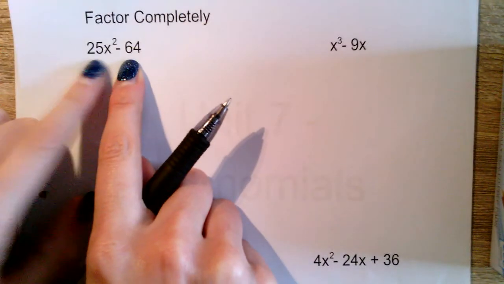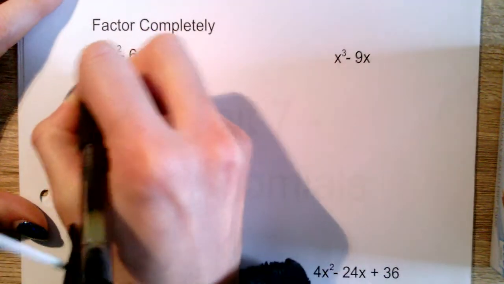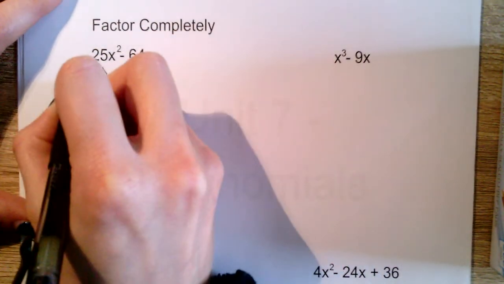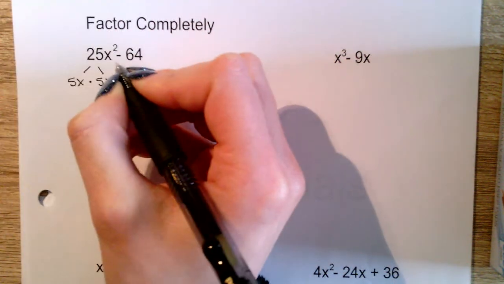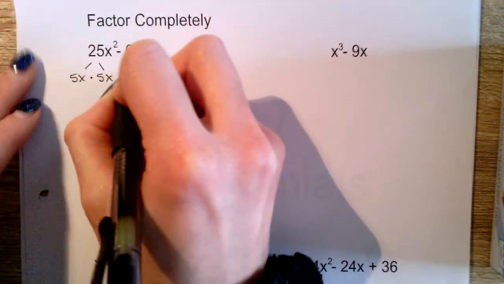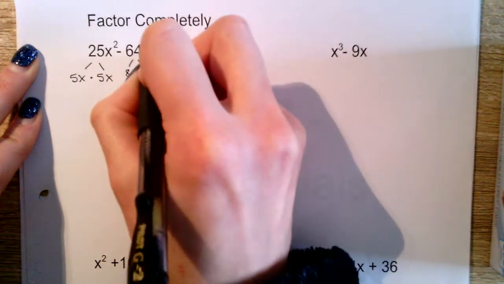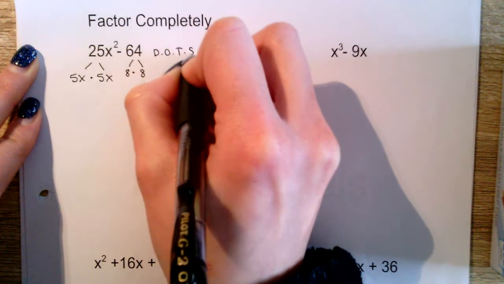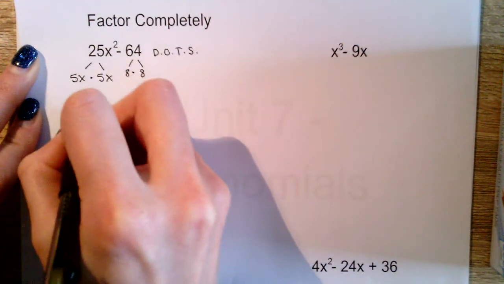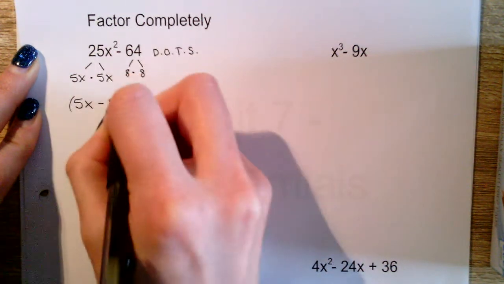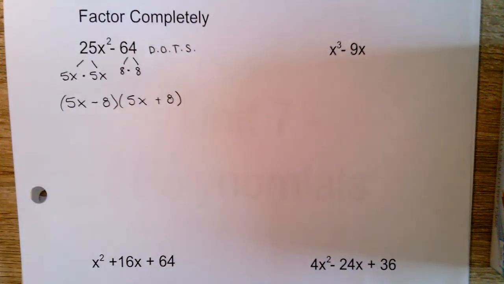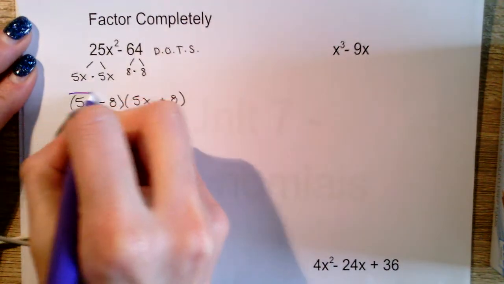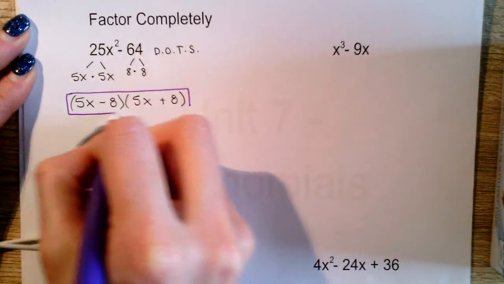So let's see if this is a difference of two squares. Is there something times itself that equals 25x squared? Yes, that would be 5x times 5x. And we just saw with 64 that that is 8 times 8. So this is a difference of two squares. That means one of our answers is going to be 5x minus 8, and one of our answers is going to be 5x plus 8. Remember, it doesn't matter which one comes first. The plus could come first and then the minus. The order of multiplication is not important as long as you have the right terms in the right parentheses.